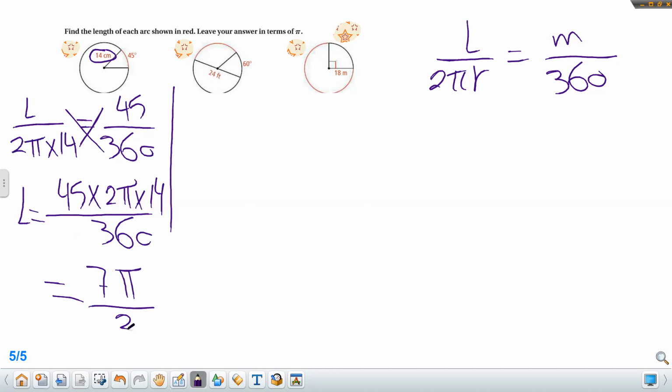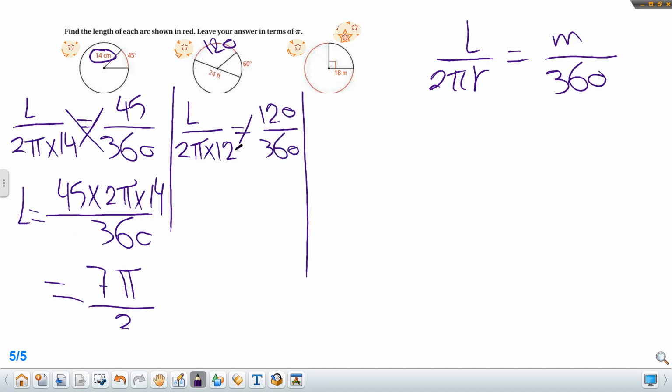The next one. What about the red one? The red arc is of measure 180 minus 60, which will be 120. So we can find the length of it. How? Length over 2 pi times radius. Radius here is half of 24, which is 12, equals measure, 120 over 360. Then you can make a cross multiplication like the previous.